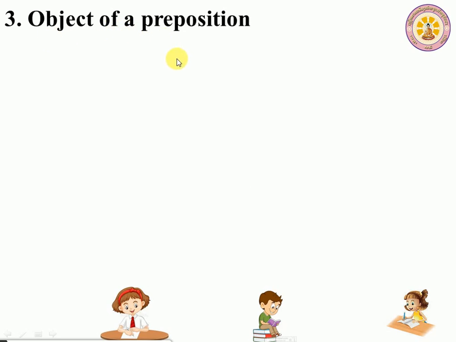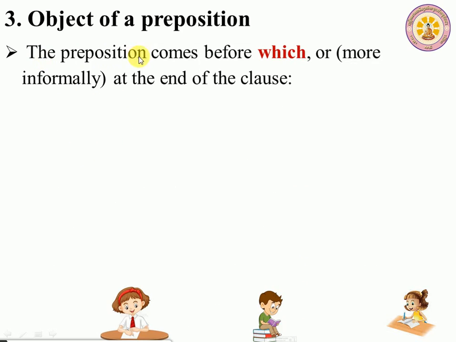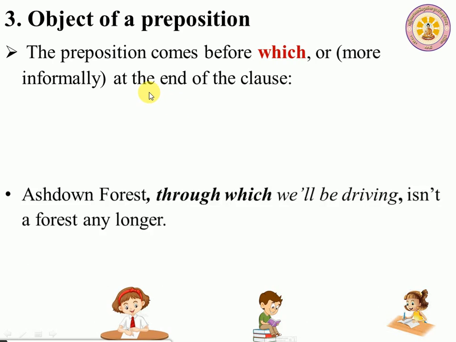Object of a preposition. When the relative pronoun is used as the object of a preposition and replaces a thing, we use which. The preposition comes before which, or, more informally, at the end of the clause. So we can use the preposition before the relative pronoun which. This is very grammatical. We can also place it at the end of the clause. This is a little bit informal.